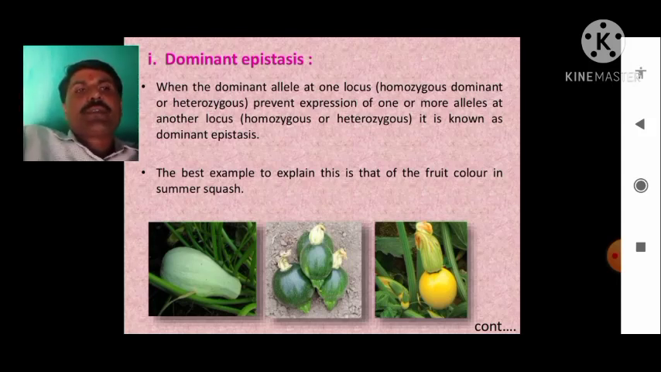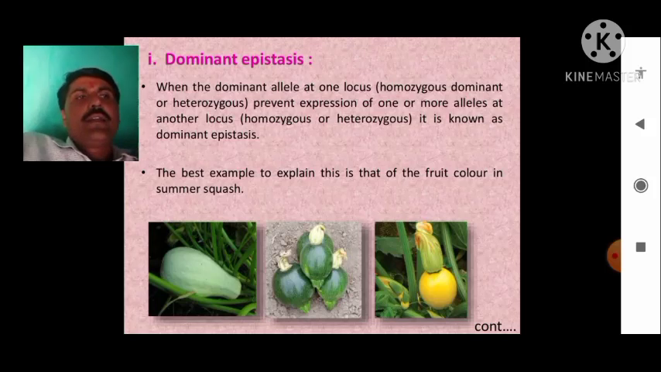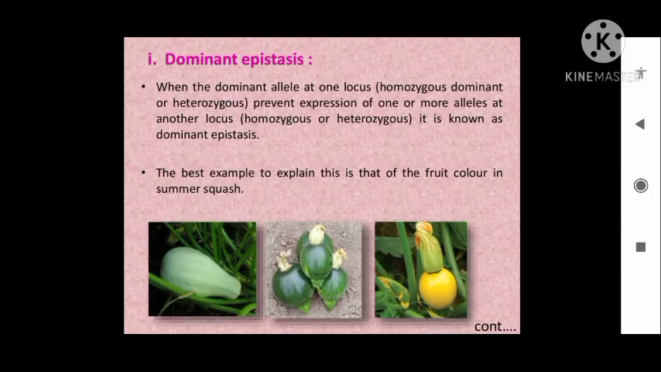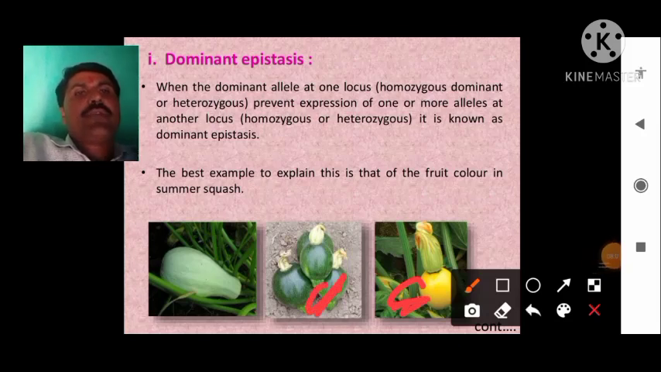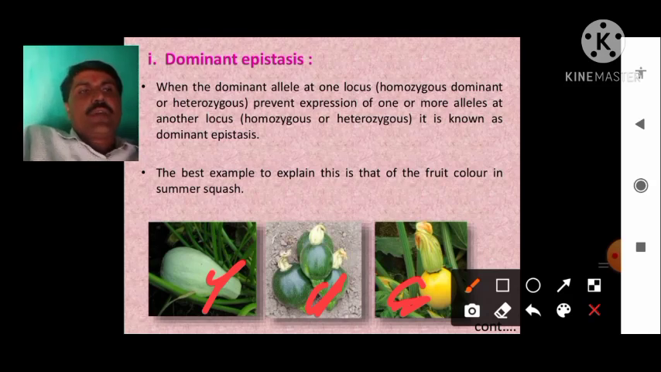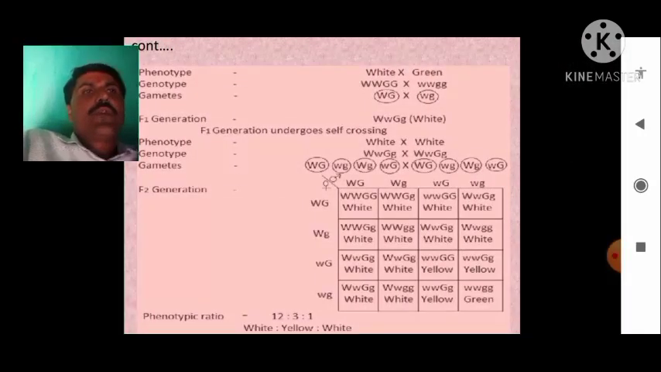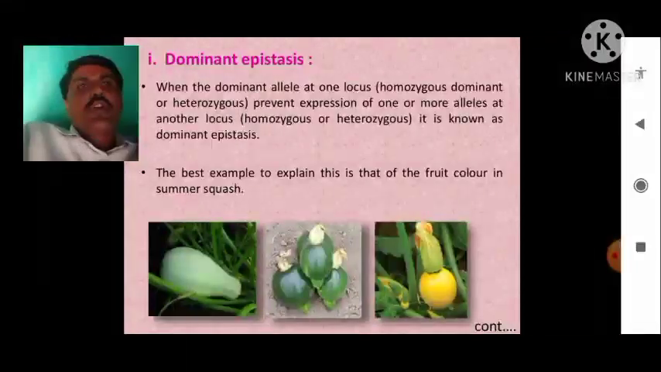Look out at this summer squash. You can see the colors of the fruits shown over here. This is the yellow one, this is the green one, and this is a greenish-white one. So well, now we take up the example of dominant epistasis.